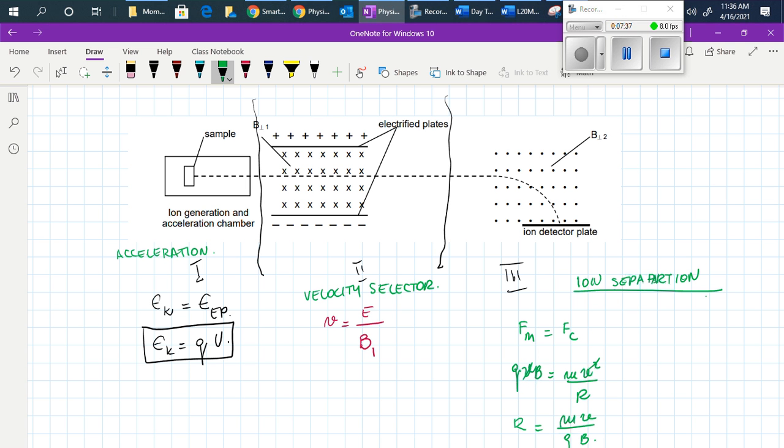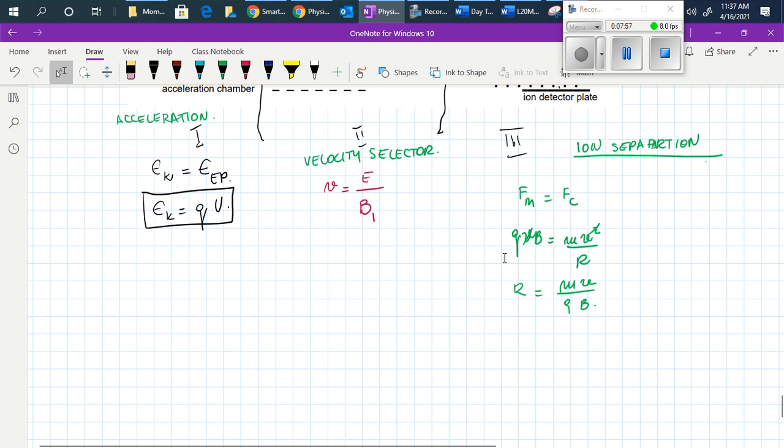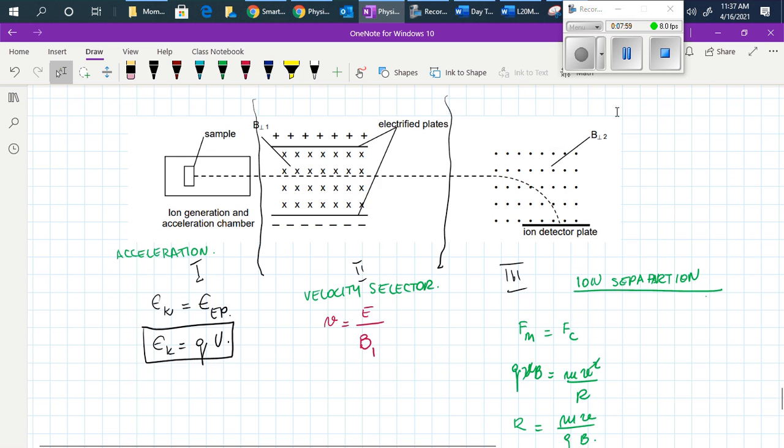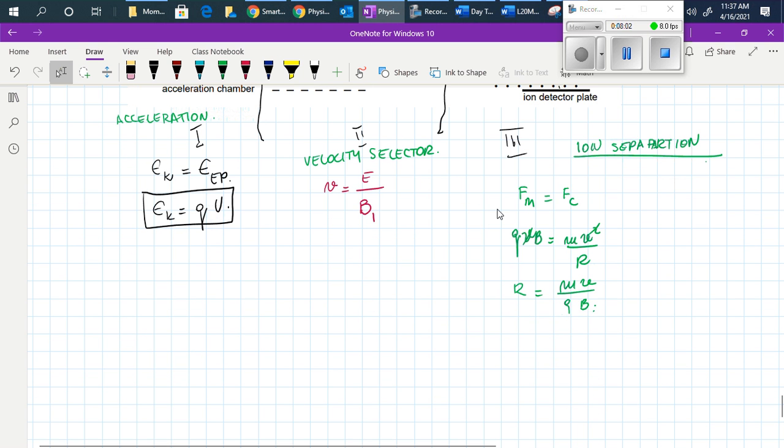So now ions that are different isotopes of the same element are entering this magnetic field, and as a result of the difference in masses, they will be accumulated in different areas. And just to clarify, this is B2. Okay, so this is the principle that the mass spectrometer has, and it's a very simplified version of the mass spectrometer.